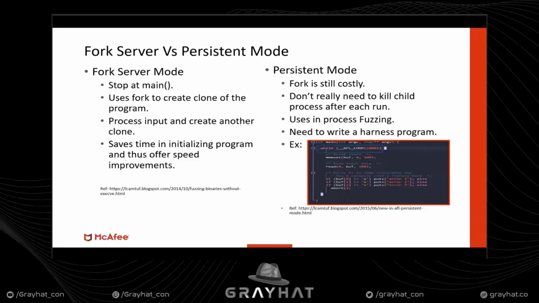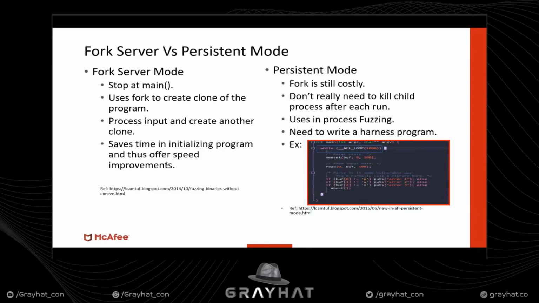In fork server mode, when you fuzz a program, AFL will stop the execution of the program at main. Then it will use fork to create a clone of the program. This newly created clone process will process all the input and AFL will monitor it for any crashes or hangs. After this clone process finishes the execution, AFL will kill it. And then AFL will again use fork to create another clone of the program and the same process will be repeated.